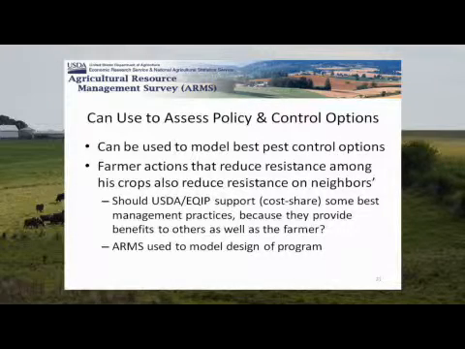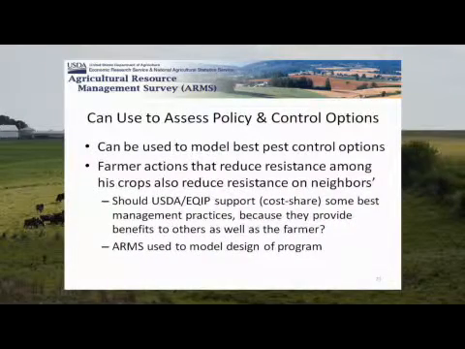And let me go from there to say that that data can and will be used to assess policy and control options. At the farm level, we use that data to model the best pest control options given the existence of resistance to glyphosate. Now, an important aspect of what farmers can do here is that actions that individual farmers take can also provide benefits to other farmers. That opens the way to potential policy decisions here, because it leads us to think about whether we should subsidize some farmers' behavior because it generates benefits not only for that farmer, but for others as they follow certain strategies designed to deal with glyphosate resistance.